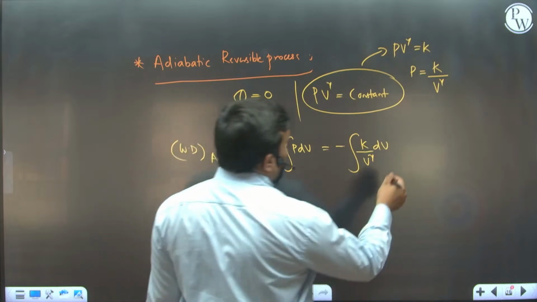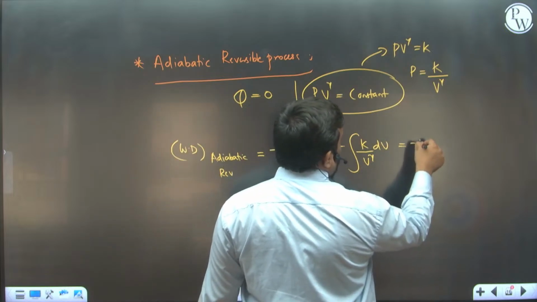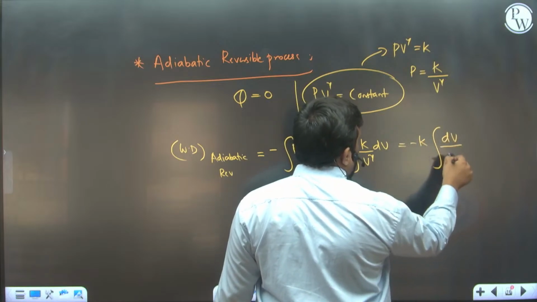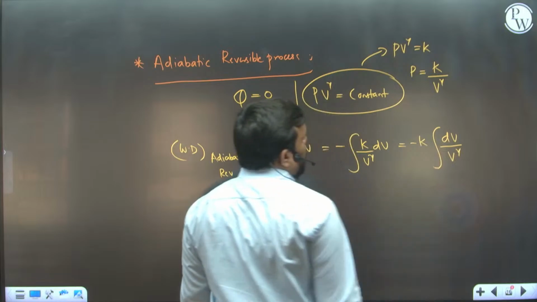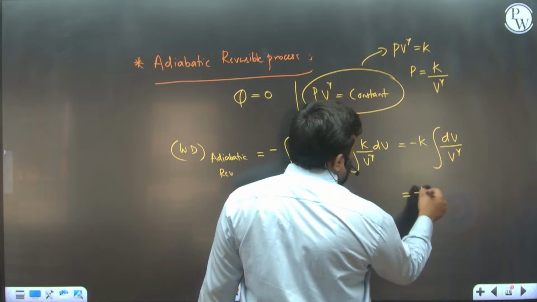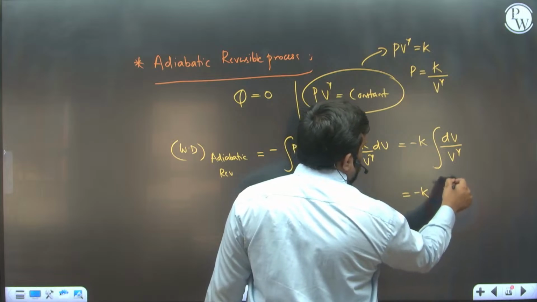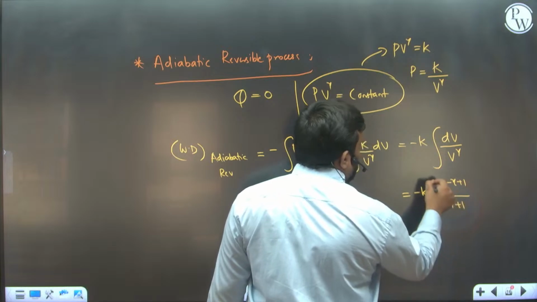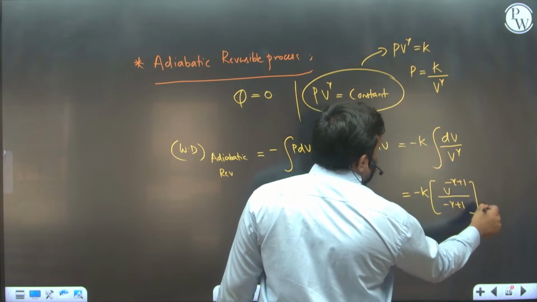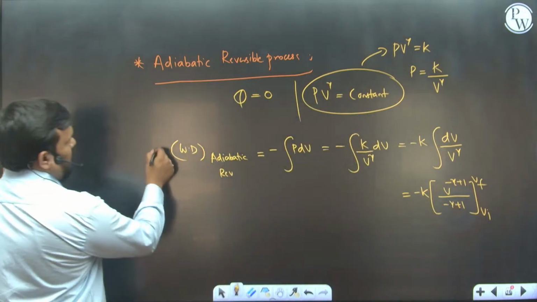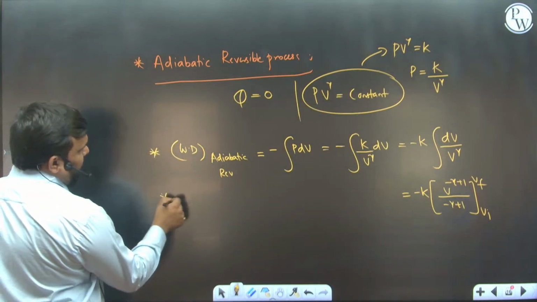So let us integrate. Minus K will come outside. Integration of dV upon V power gamma. So what is the integration of this? It will be V power minus gamma plus 1 upon minus gamma plus 1, with limits V initial to V final. So this is the work done. Let us completely derive it.